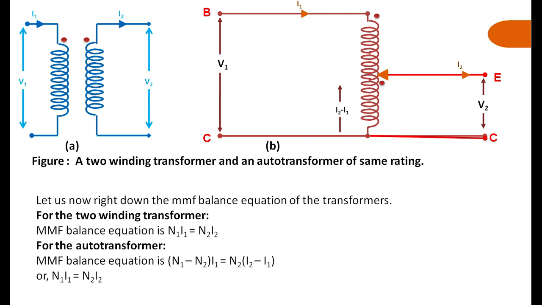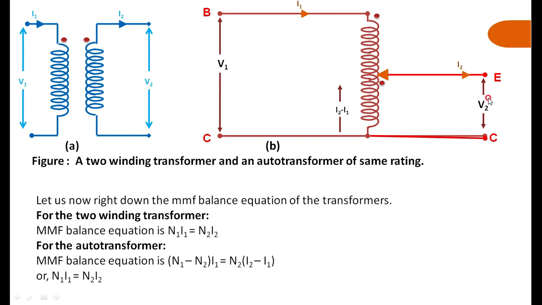In the case of the two winding transformer, the ampere turns of the primary is the product of the number of turns of the primary multiplied by the current. Therefore, it is N1 I1, and the ampere turns of the secondary is the number of turns in the secondary multiplied by the current in the secondary winding. Therefore, there is a balance between N1 I1 and N2 I2. So for the two winding transformer, what I am representing here is N1 I1 is equal to N2 I2.